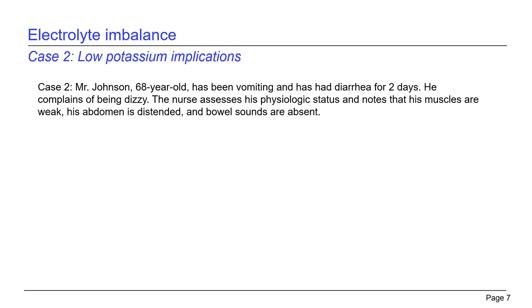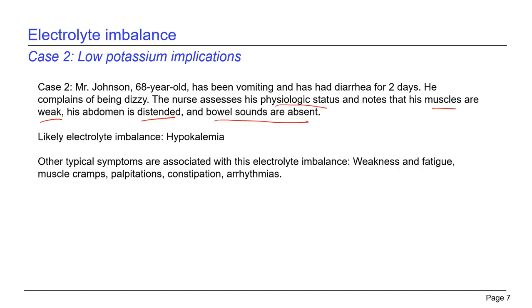Case 2. Mr. Johnson, a 68-year-old, has been vomiting and has had diarrhea for 2 days. He complains of being dizzy. His nurse assesses his physiologic status and notes that his muscles are weak, his abdomen is distended, and bowel sounds are absent. I wouldn't expect you to know necessarily what the condition is, but the pattern would be that there's an electrolyte imbalance, in this case, hypokalemia.